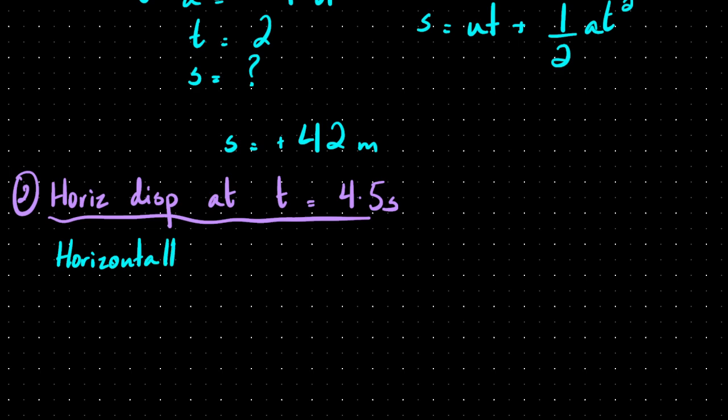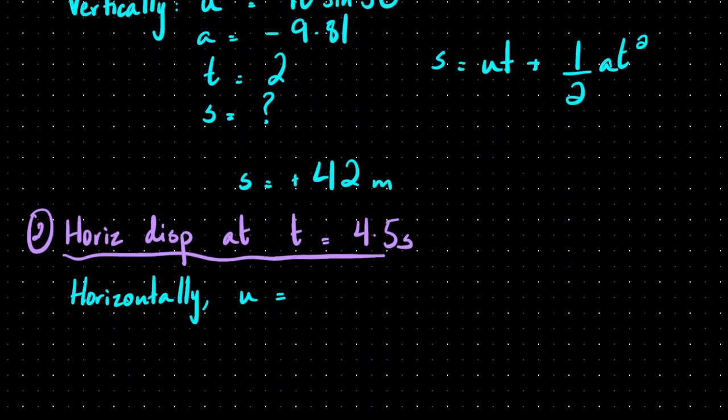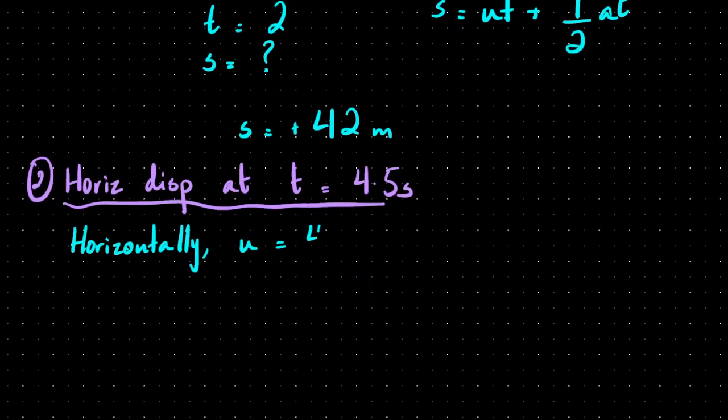So what's happening horizontally? As you may remember, horizontally the initial velocity was that ux that we found out, which was 40 cos 50. We need to find it at time t equals 4.5 seconds. And horizontally, because there is no force horizontally, there is no acceleration either. The only acceleration which is there is the acceleration due to gravity, and that is not horizontal, that is vertical. So now again we need to find s.